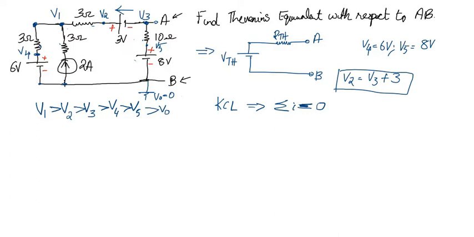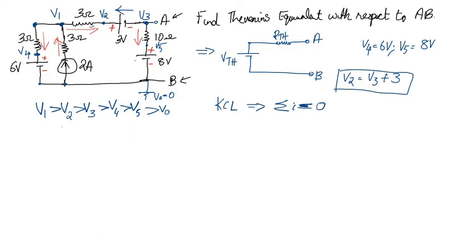So current will go through this 3 ohm from V1 to V2. Similarly, current will go from V1 to V4 through this 3 ohm. This 2 ampere is going upwards. So no need to write in terms of V1 minus something, because when you have a current source, it means that the current is going in that direction and the value of that current is 2 ampere. Again, when we look at this 10 ohm resistance, the current through the 10 ohm resistance is going from V3 to V5, because V3 is greater than V5. Now we can easily make an equation.